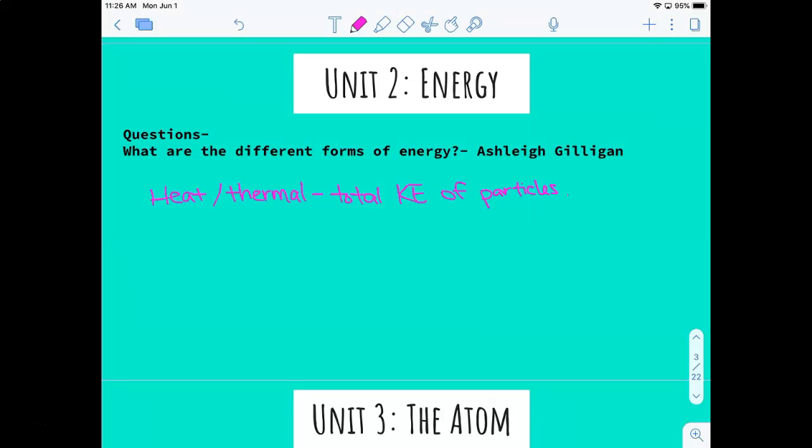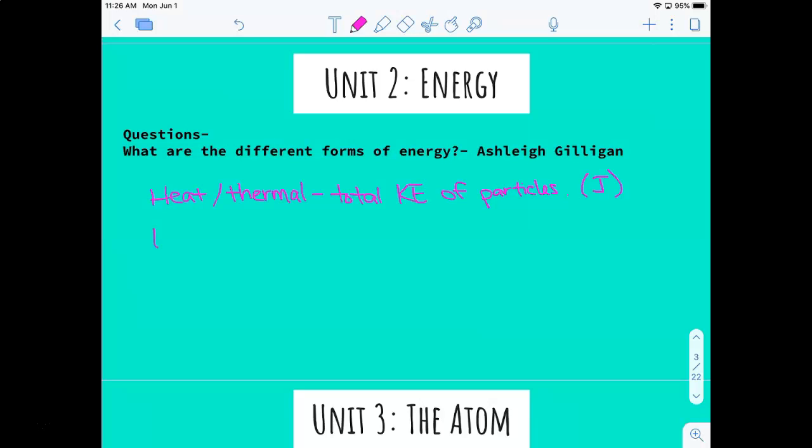Heat is the total kinetic energy of all the particles, where temperature is an average of the kinetic energy of the particles and not considered a form of energy all by itself. The units for heat are joules. Actually, the units for any energy are joules. So that could also help you remember that temperature is not energy because that's measured in Celsius or Kelvin.